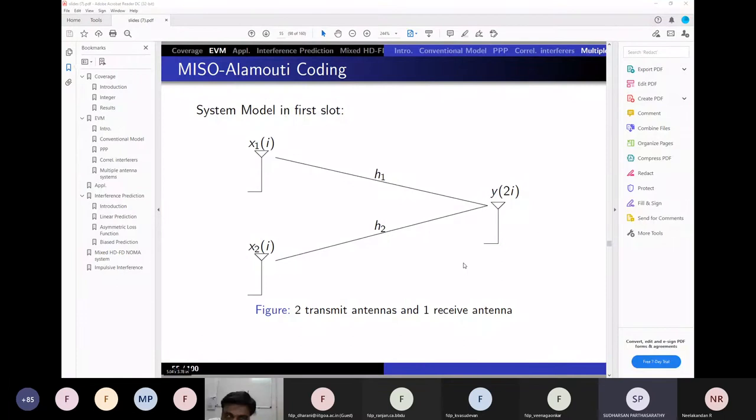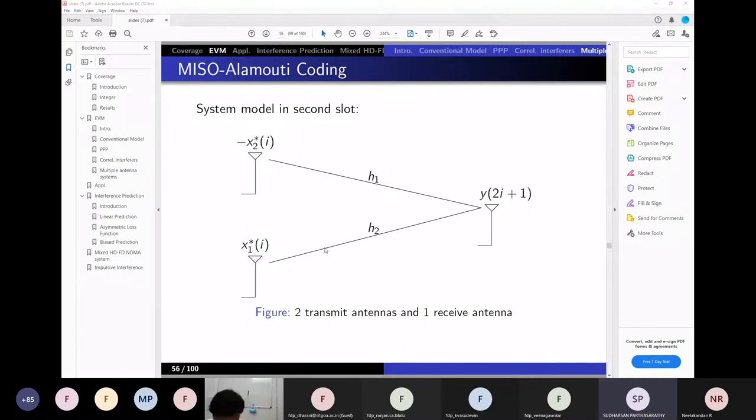To give a brief primer on Alamouti decoding, you have two transmit antennas and one receive antenna. The channels are H1 and H2. In the first slot, you will transmit X1 of I and X2 of I. Next slide, slide number 56. In the second slot, from the first antenna, you will transmit minus X2 star of I, and from the second antenna, you will transmit X1 star of I. So this very unique combination is taken.